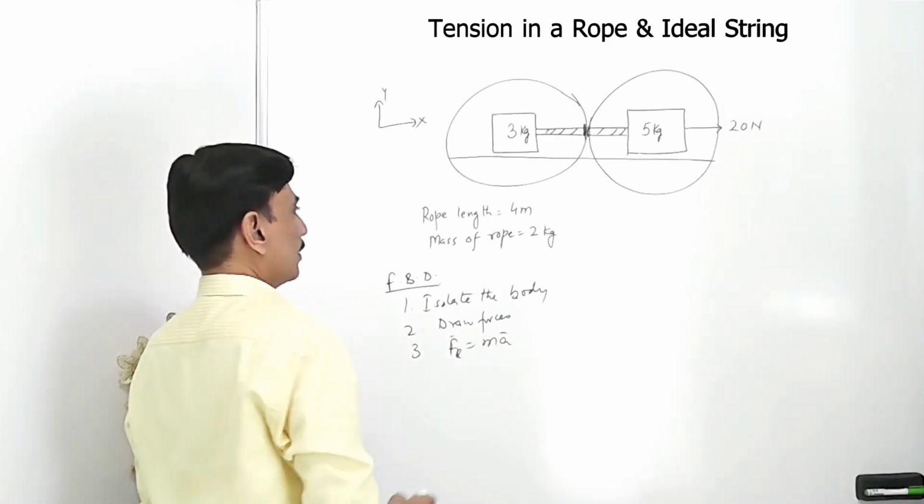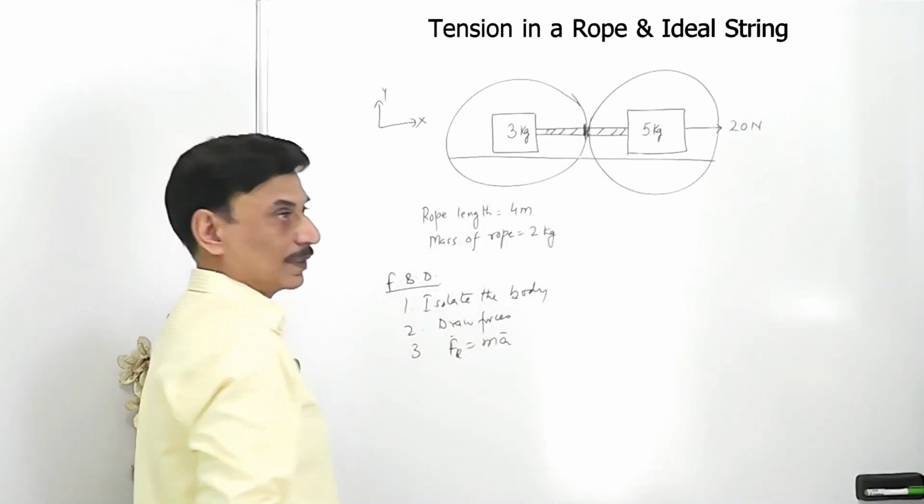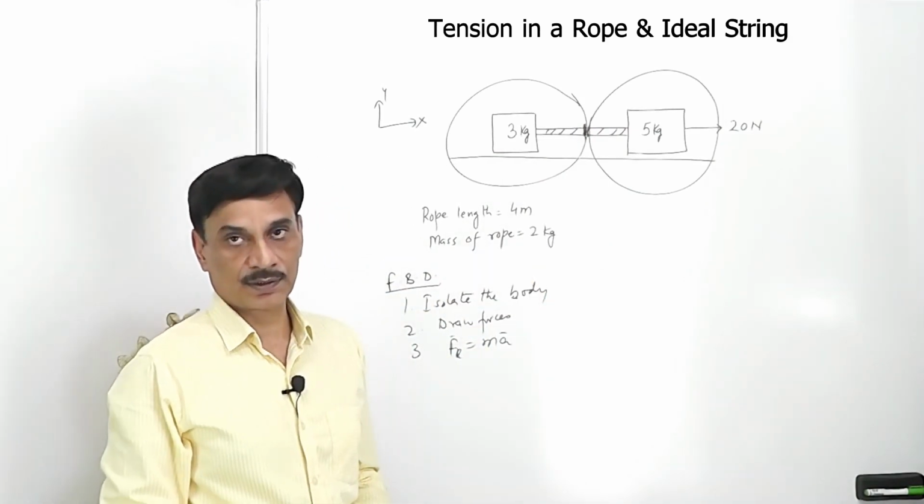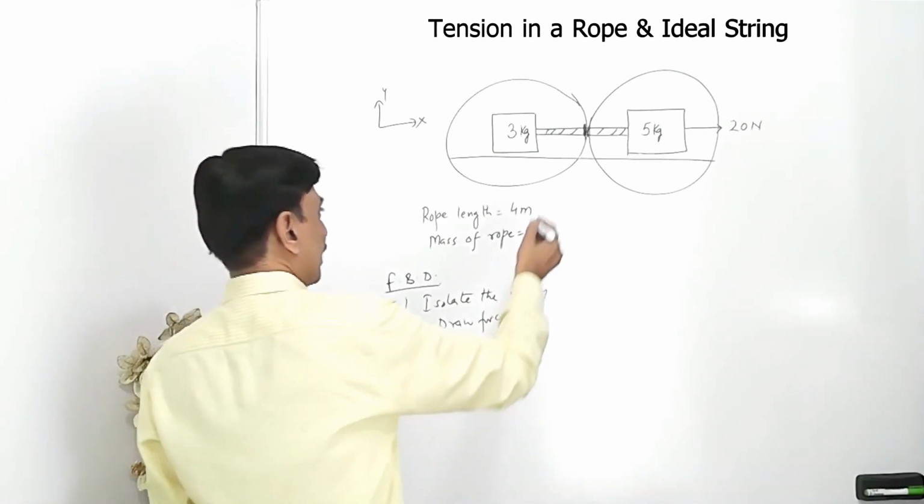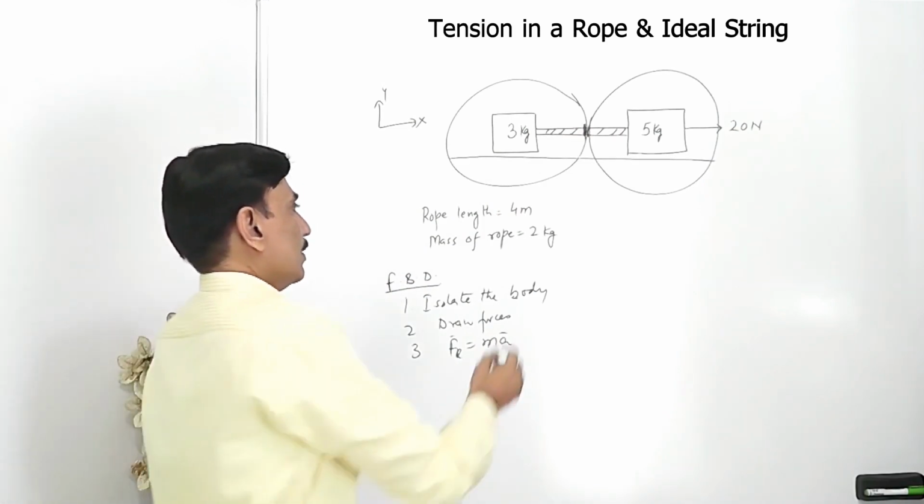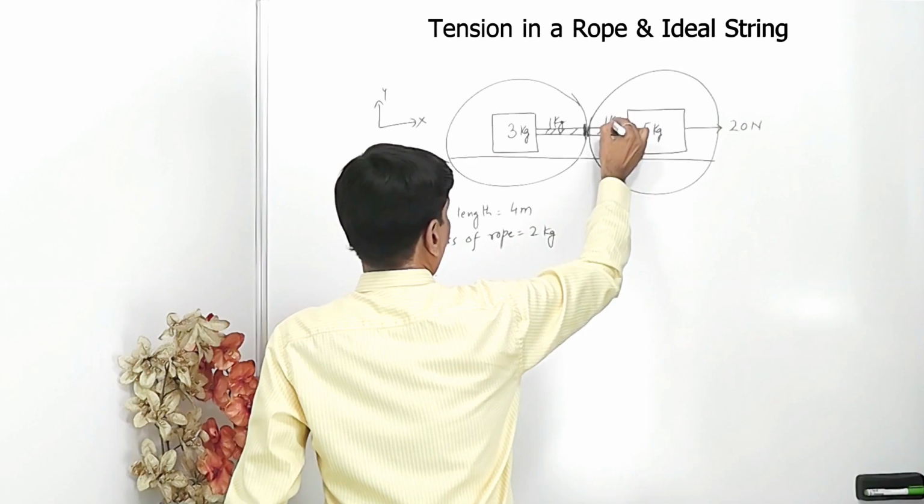Suppose this is 4 meters; middle means 2 meters here and 2 meters here. The mass of the rope is uniformly divided over its length. So if the total 4 meters has a mass of 2 kg, then 2 meters will have a mass of 1 kg. So 1 kg comes over here and 1 kg comes over here.